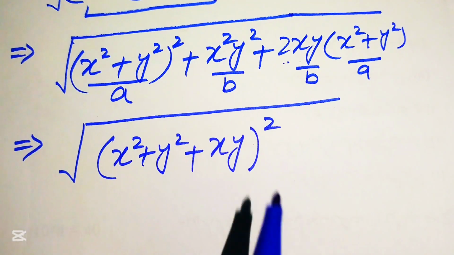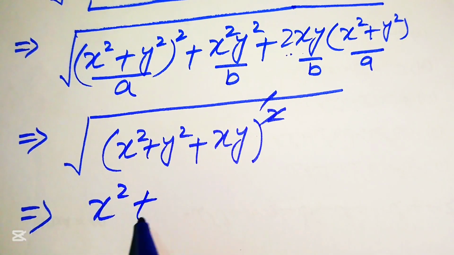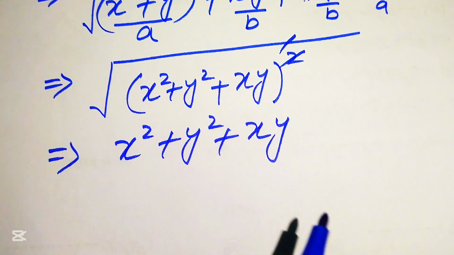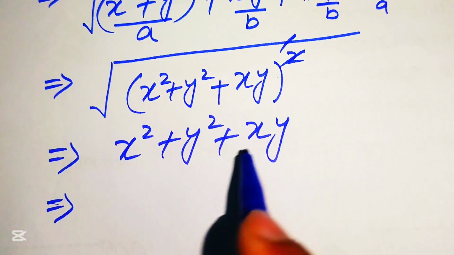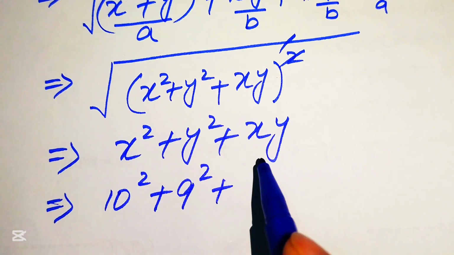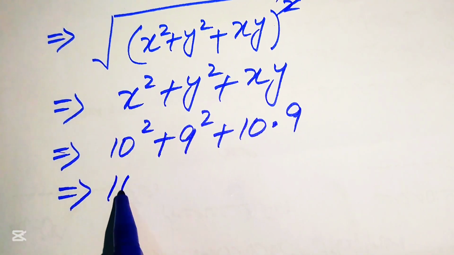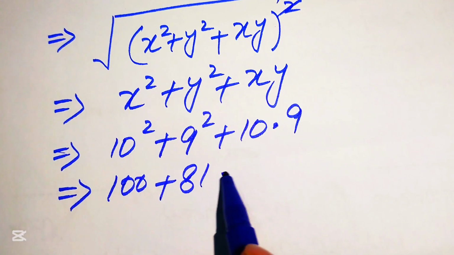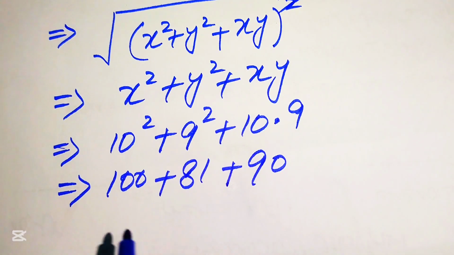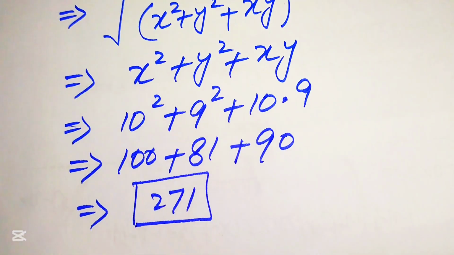Okay, so now you see that the square and square root are gone, and we obtain here x squared plus y squared plus xy. And now we need to back substitute the value of x and y. The value of x is 10, it becomes 10 squared. The value of y is 9 squared, plus this is 10 times 9. So 10 squared equals 100, 9 squared equals 81, and 10 times 9 becomes 90. So when you add all of these values, it becomes 271. This is our final answer of this problem.